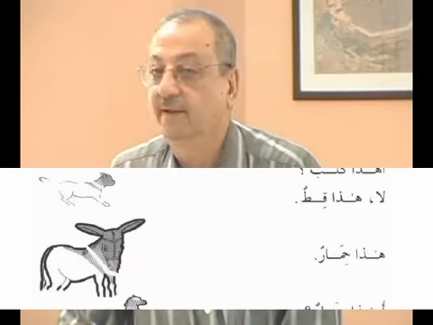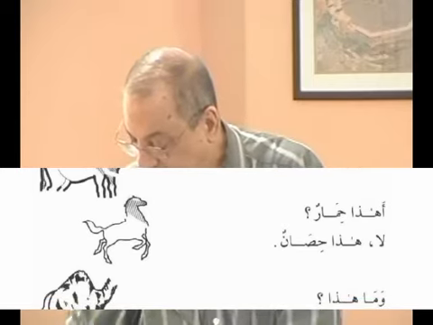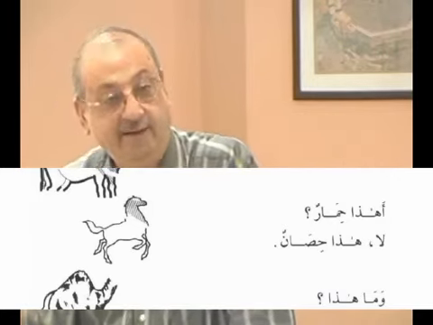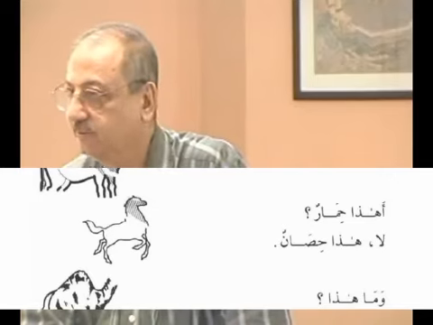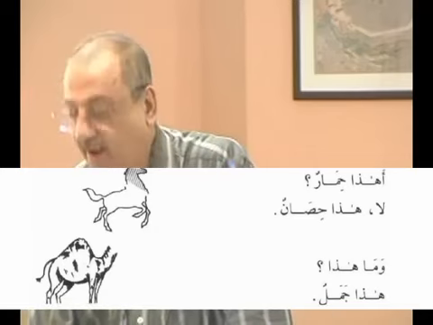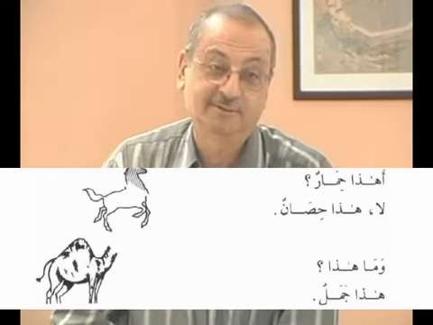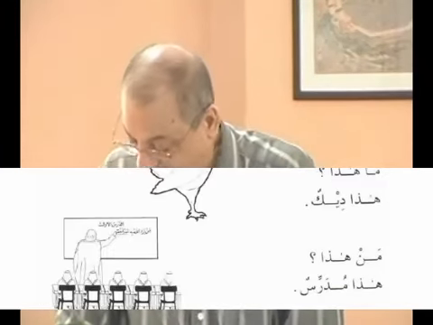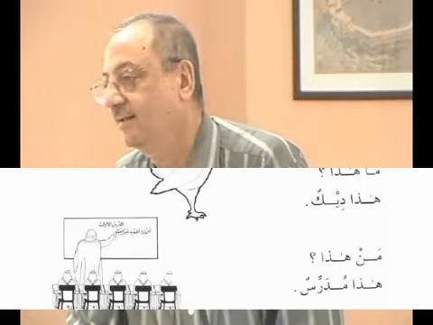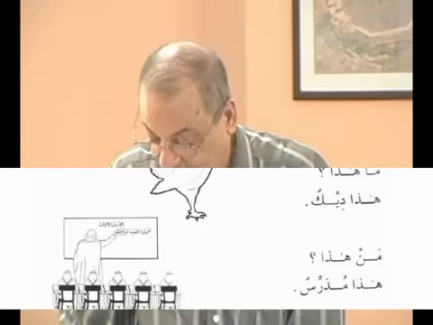Haza himarun. Okay, brother. Haza himarun? La. Haza hisanun. All these vocabs, you must do at home. Donkey, horse, okay. Ma haza? Haza jamalun. Haza jamalun. Got the idea, brothers and sisters? Now next page, brother. Ma haza? Haza dikun. Rooster. Haza dikun.